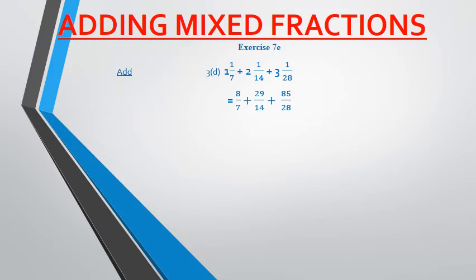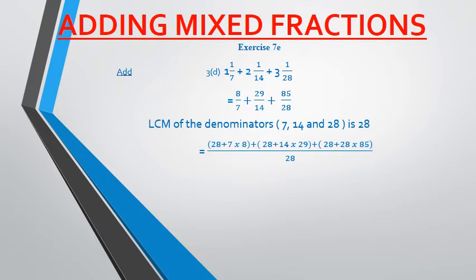So now we have to find out the LCM of the three denominators 7, 14 and 28. So the LCM of 7, 14 and 28 is 28. Now, according to the formula which we have discussed in the beginning of the video lesson, the sum of these three fractions is equal to 28 divided by 7 multiplied by 8 plus 28 divided by 14 multiplied by 29 plus 28 divided by 28 multiplied by 85 upon 28.